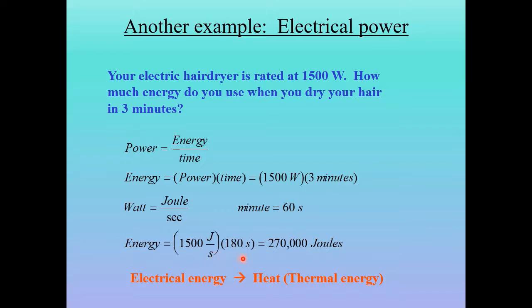Notice here again, the seconds canceled here, and we're left with just the joules. So just a reminder here, what's happening with your hair dryer is electrical energy is being converted into heat or thermal energy. And obviously, when we use something like a hair dryer, we're using up a lot of energy because we're generating a lot of heat during that process.